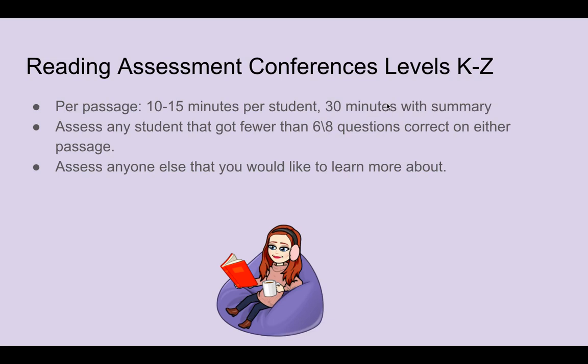And you want to assess any student that got fewer than 6 out of 8 questions correct on either passage. So to not have a reading assessment conference, they need a 6 out of 8 or better on both passages. And you can always assess more students if you want more information on them.